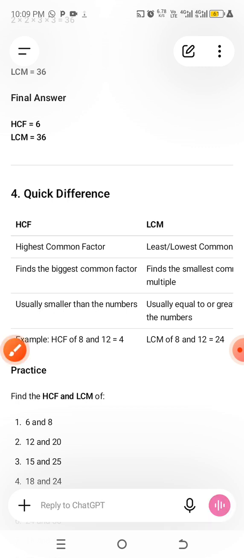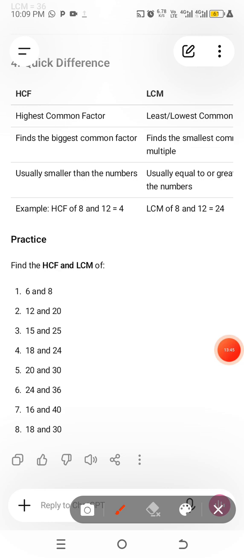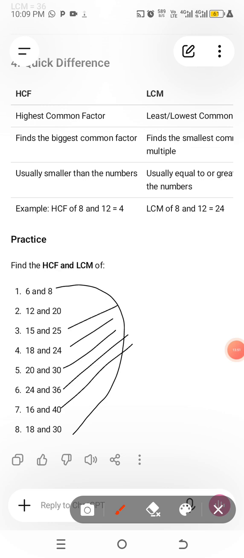With the example I gave you, go and find the HCF and LCM of this. Do you understand?